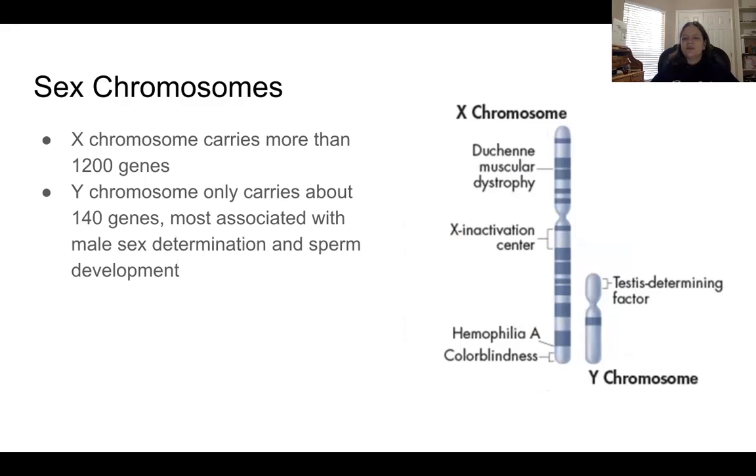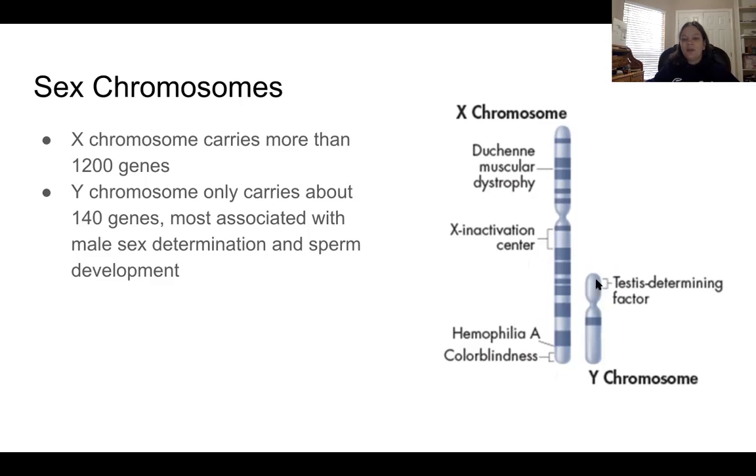And so the X chromosome, while it does have genes that are important for the development of female characteristics, also has genes for other things as well. There's a few of them labeled here. There's a gene for muscular dystrophy, which is a genetic disorder, and it's one that you can choose to research. Hemophilia, colorblindness, those genes are found on the X chromosome.